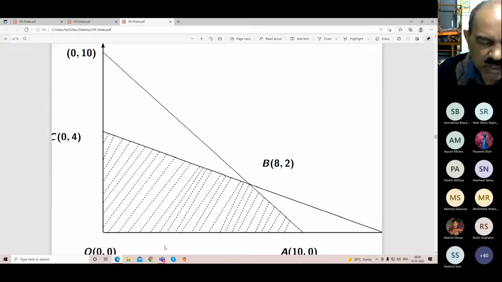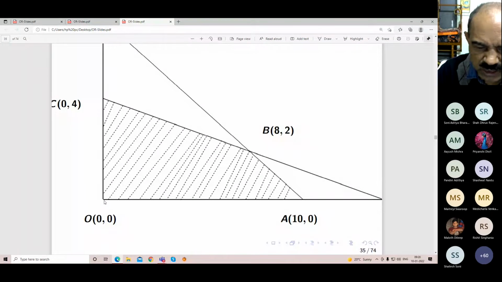This feasible region has 4 extreme points: O, then we have A, then B, then C. I have already mentioned these extreme points are nothing but the basic feasible solutions. The optimal solution occurs at the extreme points only.